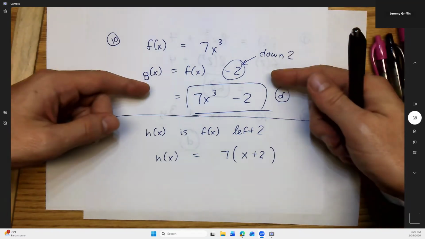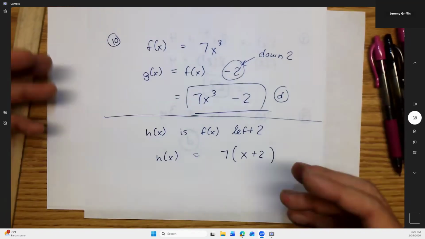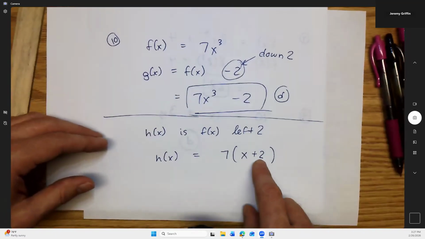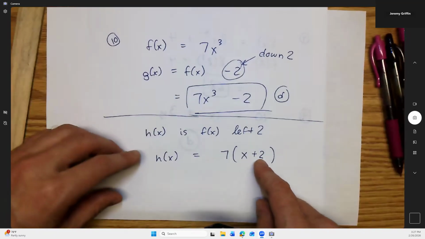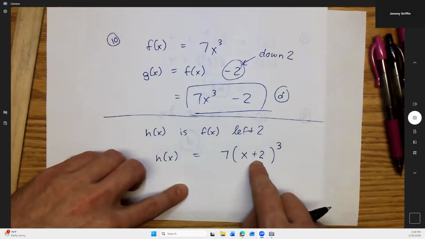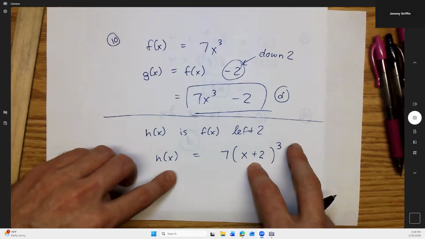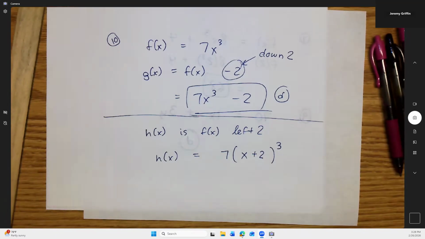Vertically, if you subtract, it goes down. If you add, it goes up. But horizontally, if you add, it actually goes left, and subtract, it goes right. I still have to do the power 3 right here. Do you notice I tagged the plus 2 directly to the x, and then pushed it through the function after the fact? That's a horizontal movement. That would be left 2. All right, we'll pick up there tomorrow.